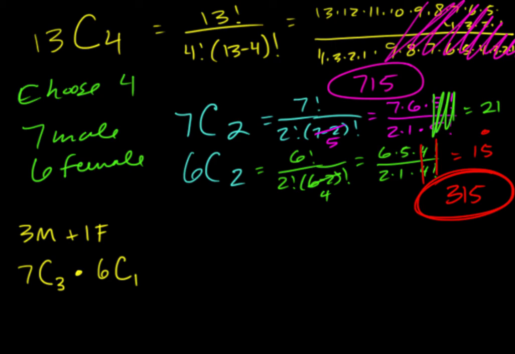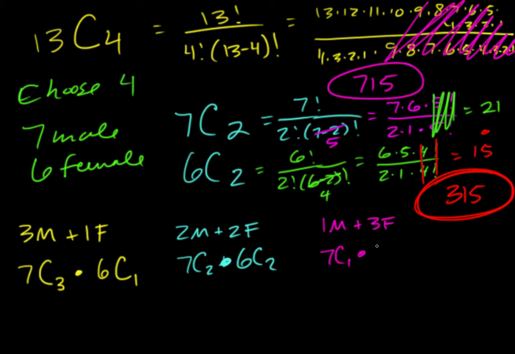And then another situation that we could have is 2 males, 2 females. And so that would be 7C2 times 6C2. And then we could have 1 male, 3 females. And so that's going to be 7C1 times 6C3.